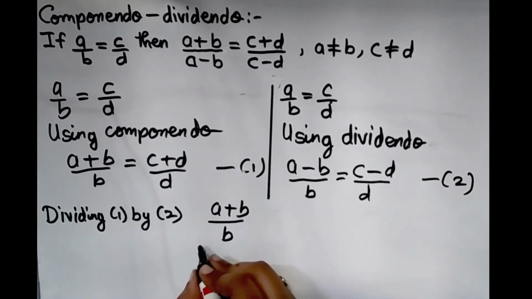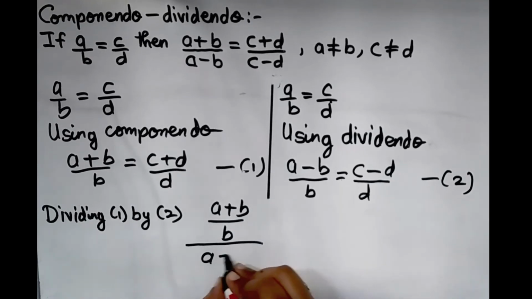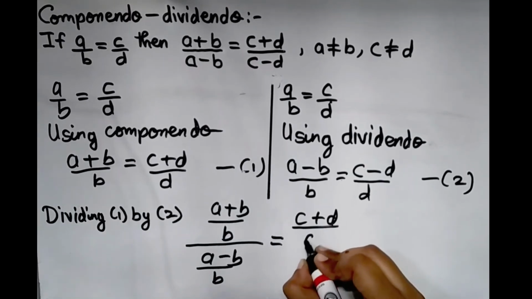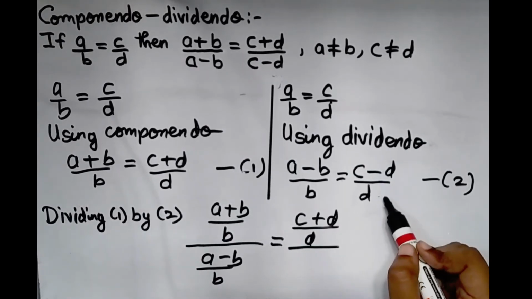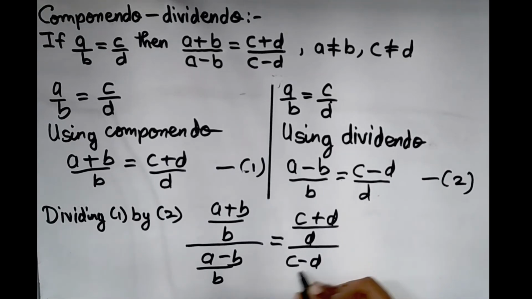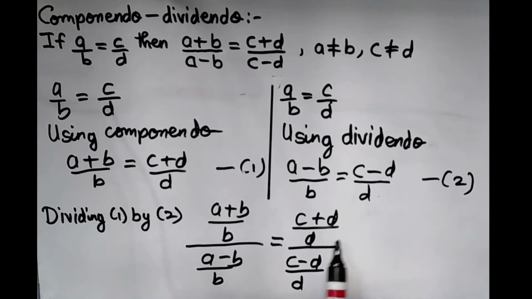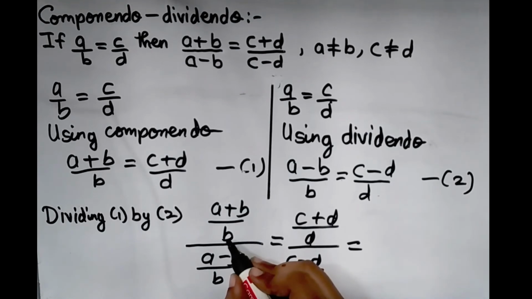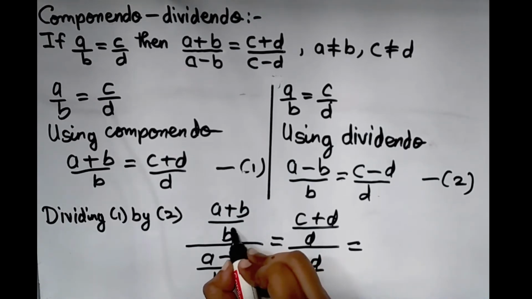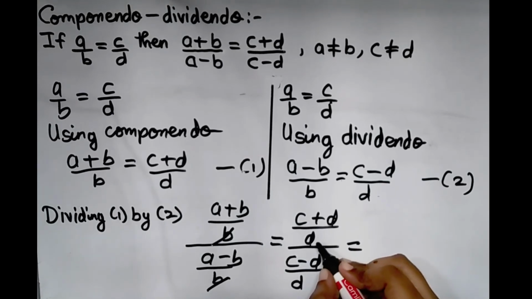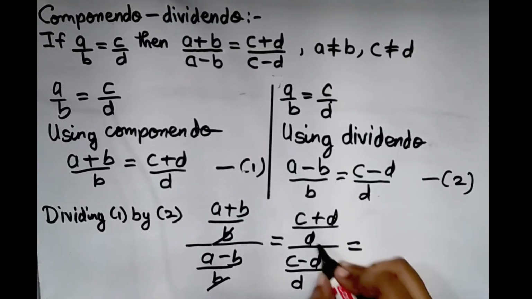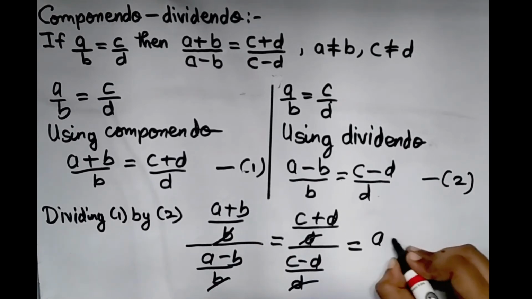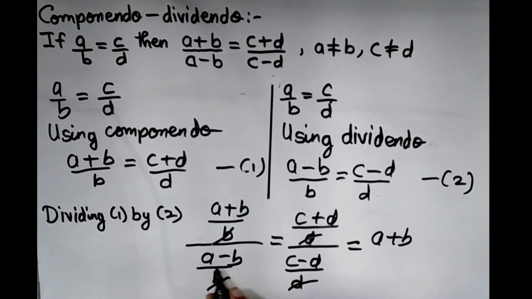A plus B upon B, this is equation 1, we have to divide it by 2. So what is 2? This upon A minus B upon B, which is equal to C plus D upon D upon the right hand side of second equation, C minus D upon D. We have divided this equation 1 by this equation. Now what will we get? Here in the denominator B is there, here also denominator B is there, so both will get cancelled, and here the denominator is D and here also D, so both will get cancelled, and what will remain here? A plus B upon A minus B.